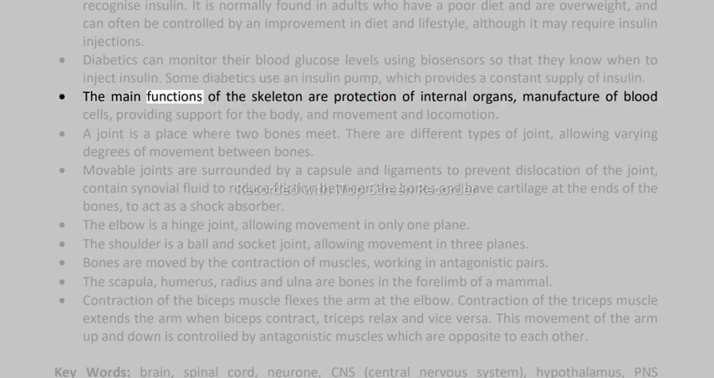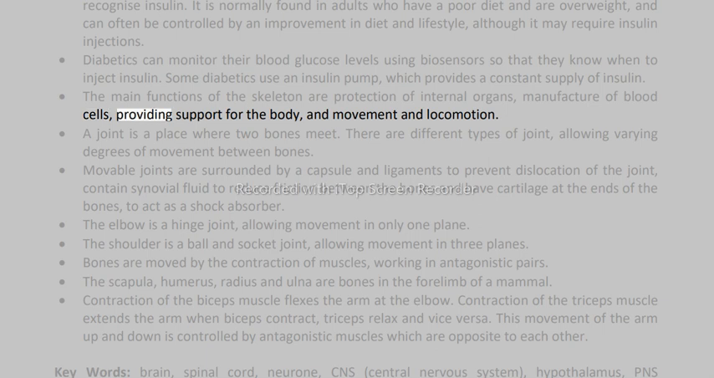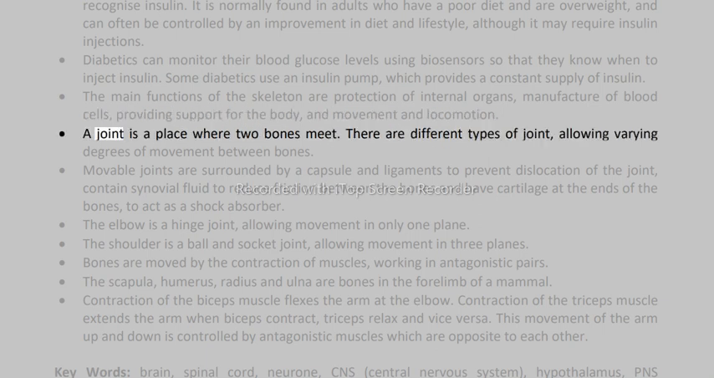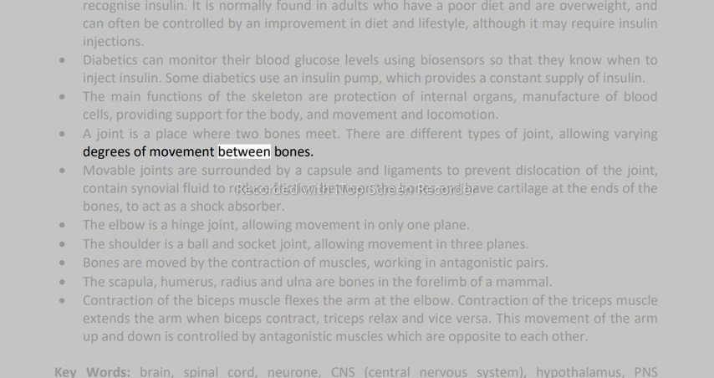The main functions of the skeleton are protection of internal organs, manufacture of blood cells, providing support for the body, and movement and locomotion. A joint is a place where two bones meet. There are different types of joint, allowing varying degrees of movement between bones.